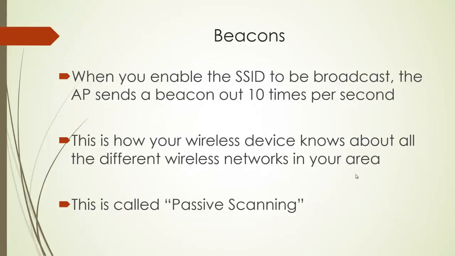All right, so beacons. When you enable the SSID to be broadcast, your access point sends a beacon out 10 times per second. And this is why your wireless device, when you check it and say, show available wireless networks, shows you all the available wireless networks. Because it checks for all the beacons that it hears, and it pulls the SSIDs out of there and says, okay, here are the SSIDs that I know of. So that's called passive scanning. Your device actually is not scanning the access points. It's actually listening for beacons from access points.